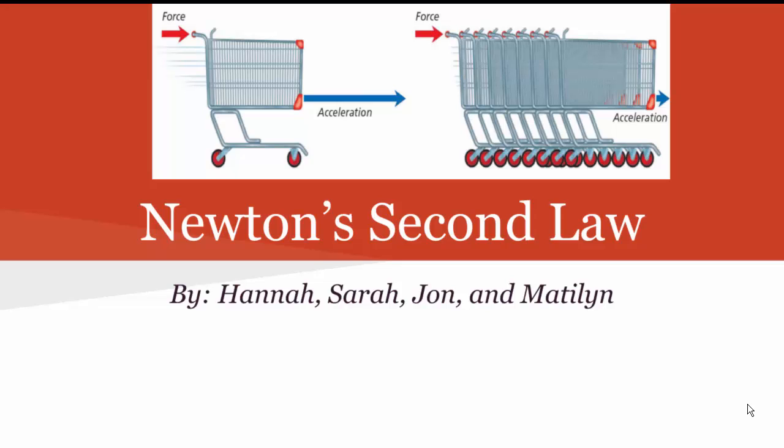In the picture on the top of the page, you see one cart by itself, and then you see multiple carts together. Newton's second law describes that if you push the carts with the same amount of force, the acceleration of the cart by itself will be faster. And we'll tell you how that works in the next few slides.